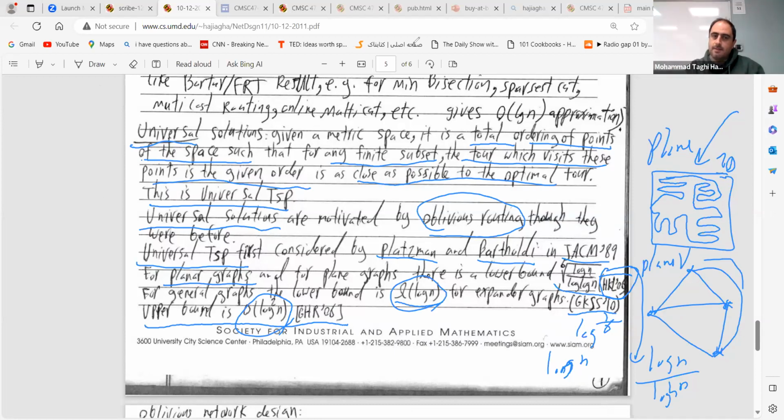So that's the current thing, essentially the state of the art. We know that for expander it is log n, but the belief is that log n probably is the correct answer, but we don't know that as of now.